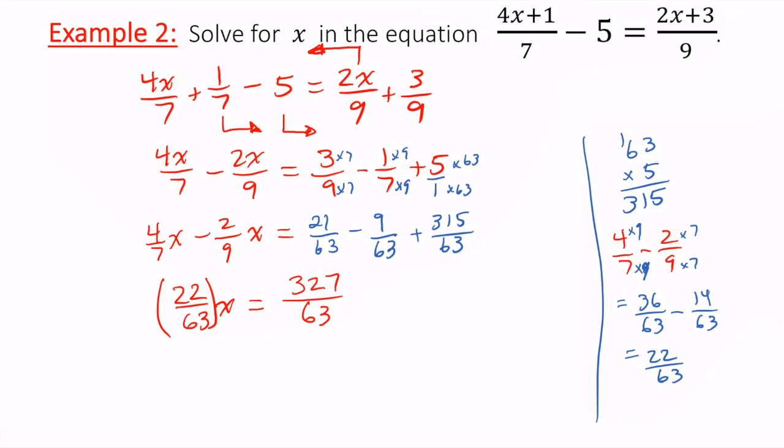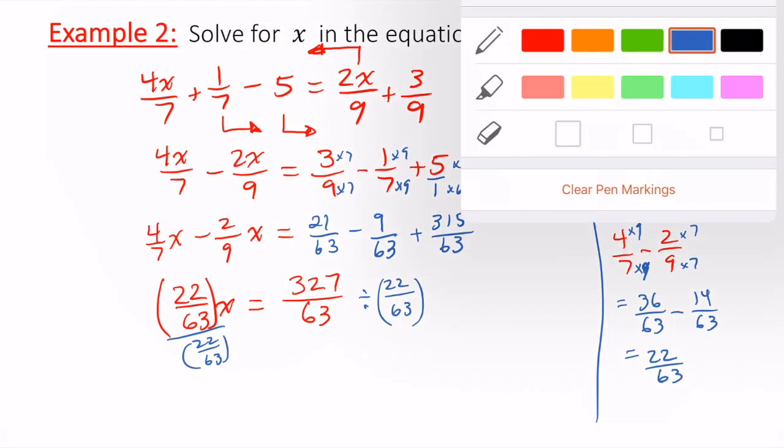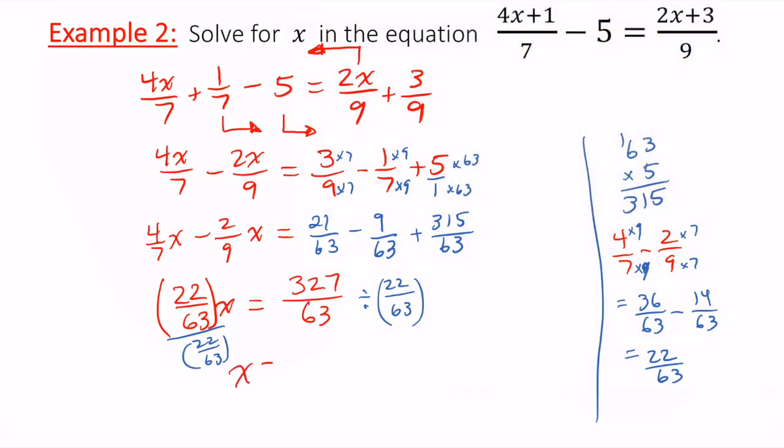Okay, and once again we have some number times x equals some other fraction. So what we need to do is separate that x. So we'll divide both sides by 22 over 63. And that will get rid of this 22 over 63 attached to the x. So our next line would be x equals, and what I'm going to do is flip this division right away.